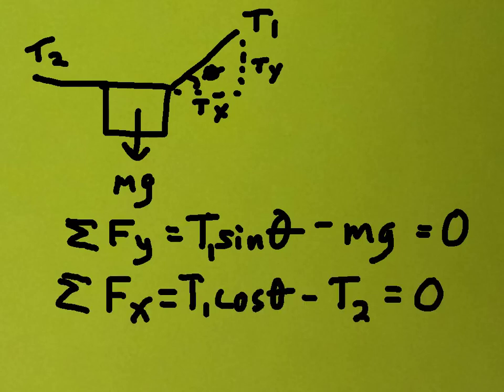Then we can use that equation to solve for either the mass or the tension. For the x components, we have T cosine theta, which is the T sub x for the first tension, minus the T2, which is in the opposite direction, again set equal to 0 since there's no motion side to side either.